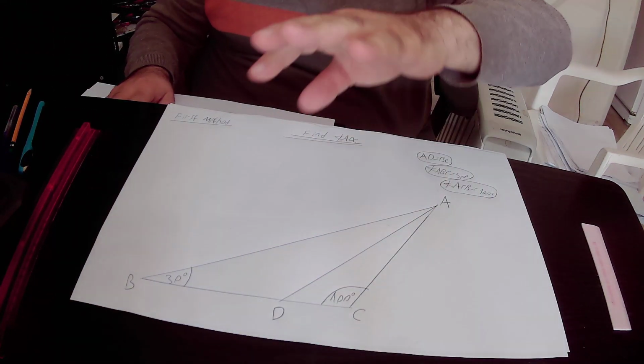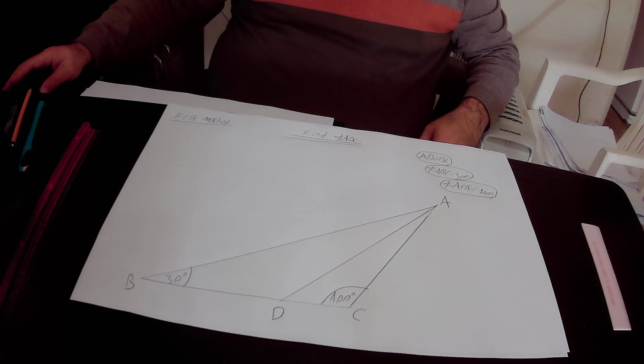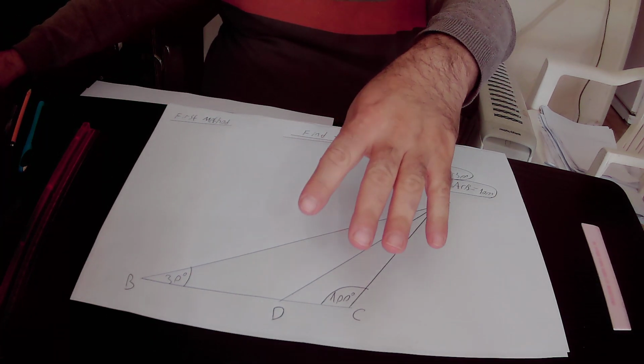Hello, in this lecture we will find out the value of angle ADC using two different methods. In the drawing we have triangle ABC.